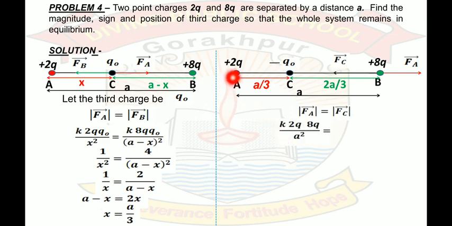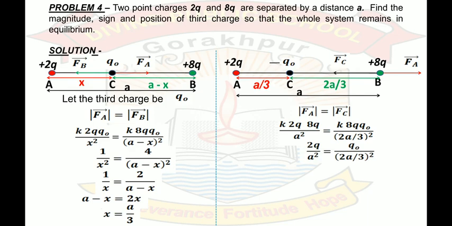Now the charges are 2q and 8q, and the separation between them is A, so Fa will be k times 2q times 8q upon A square. The other two charges are q naught and 8q, and the separation between them is 2A by 3. So we put the value, and we have k times 8q times q naught upon 2A by 3 whole square. Now some things cancel out. 8q will cancel out, k cancels out. What we are going to have is 2q upon A square is equal to q naught upon 2A by 3 whole square. A square will cancel out.